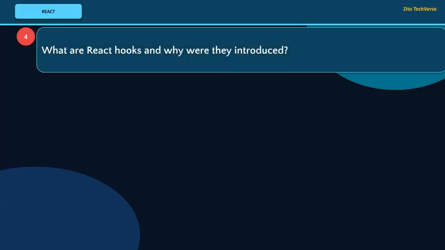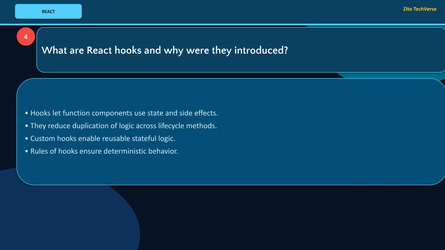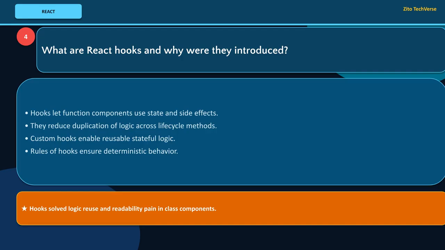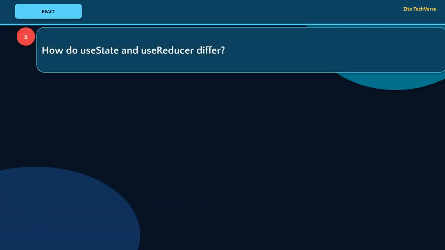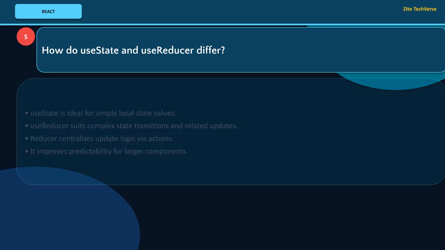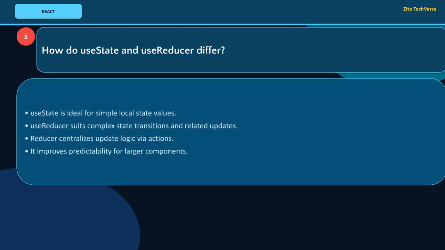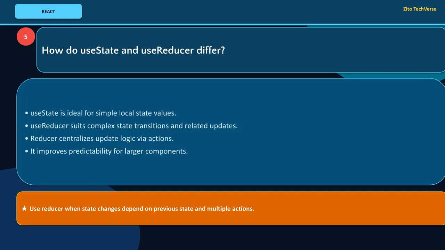Next, what are React hooks and why were they introduced? Hooks allow functional components to use state and side effects, solving logic duplication and readability issues often found in class-based components. Question 5. How do useState and useReducer differ? Use useState for simple local state. Choose useReducer for complex transitions, where state updates are dependent on previous values or multiple distinct actions.